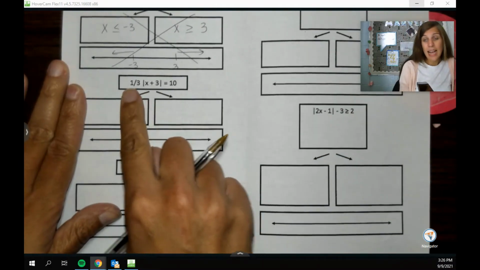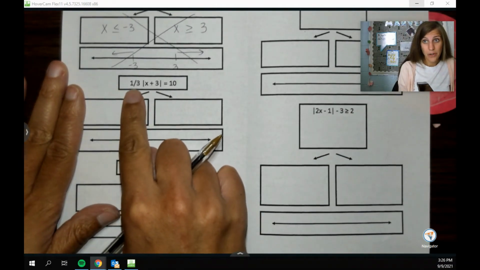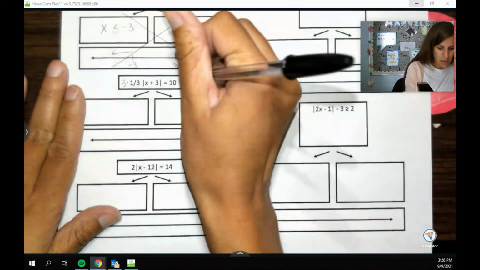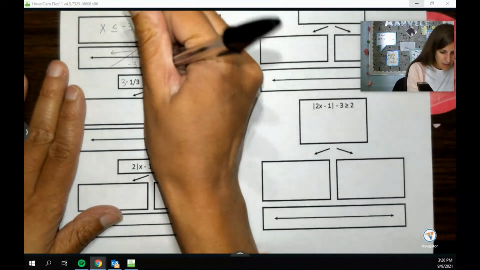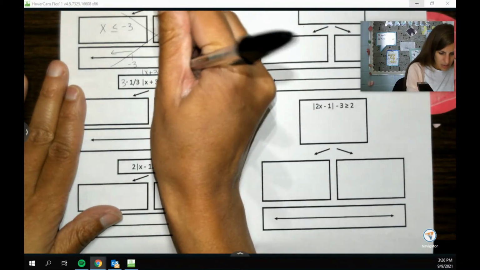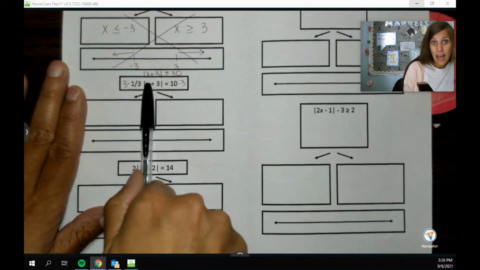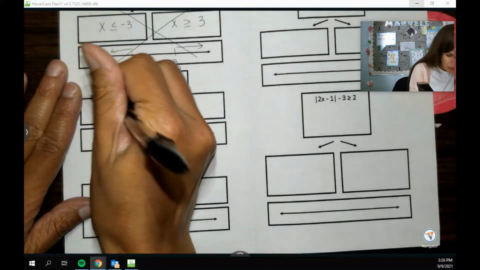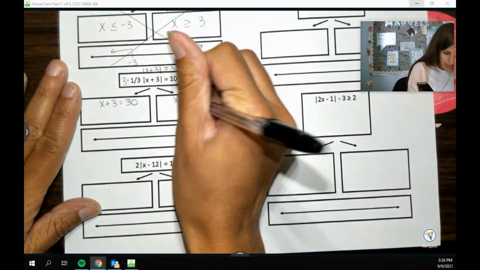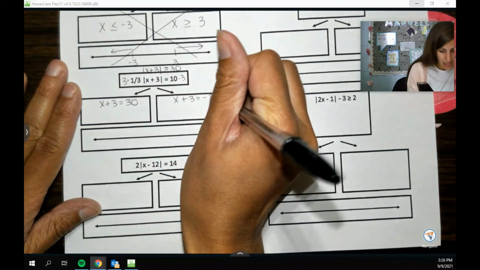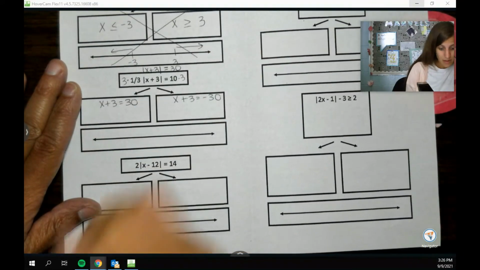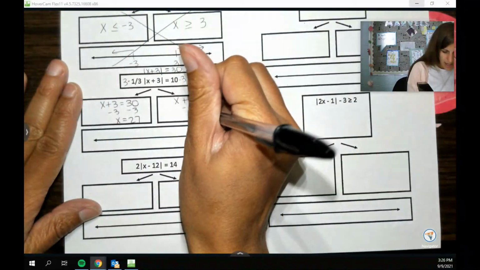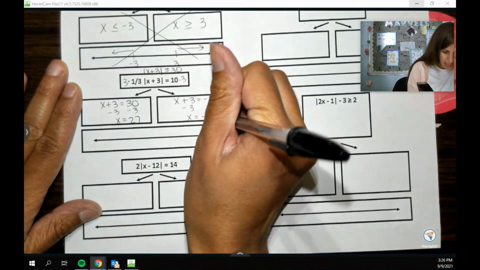Alrighty, let's try a couple more. So again, I have something outside the bars. I want to get rid of that 1/3 first, and I can't distribute it in. We have to get rid of it. So I would multiply by 3 on both sides, and then we have absolute value of x plus 3 equals 30. Now that my bars are all alone on this side, we can make our 2 equations. So we'd have x plus 3 equals 30, and x plus 3 equals negative 30. Then we go about solving each one, so I'd subtract the 3, so x equals 27. And over here, when I subtract the 3, x equals negative 33.